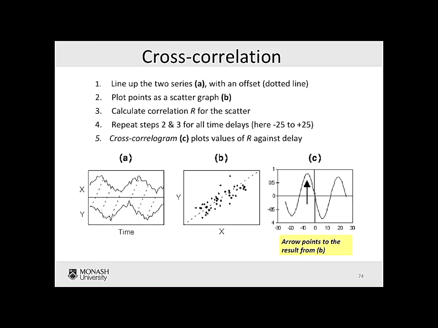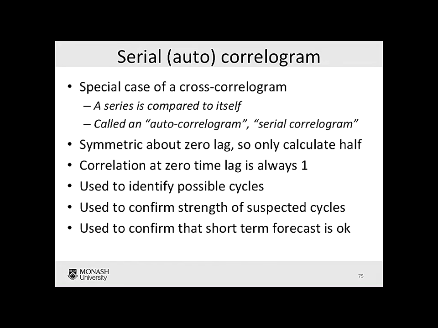So essentially we just mean shifting one series to the right or to the left, like minus 25 to plus 25. Line up the two series with an offset. That's kind of cool. If we look at the next slide, it's probably easier.